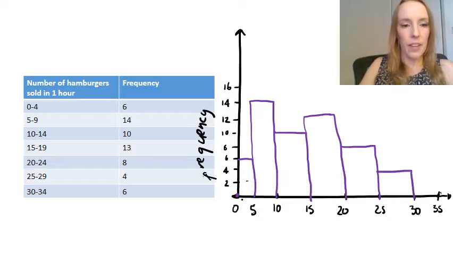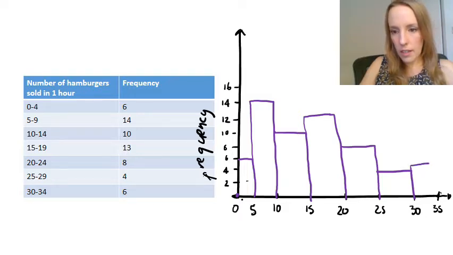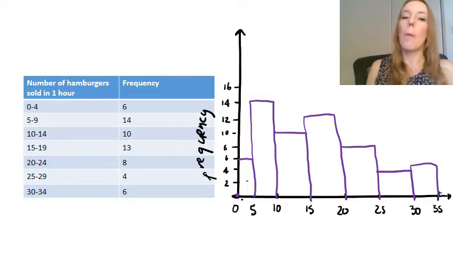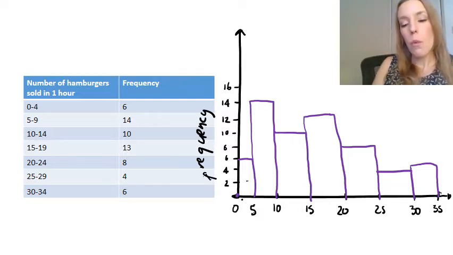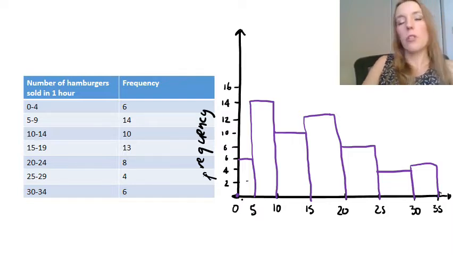Drop it down, and our last place, 30 to 34 burgers, we had 6 places who are, you know, doing great there and selling that many burgers. So ideally this line should be straight. There we go. And again, what was this histogram showing? Well, this was showing the number of burgers sold in the 1 hour rush period.